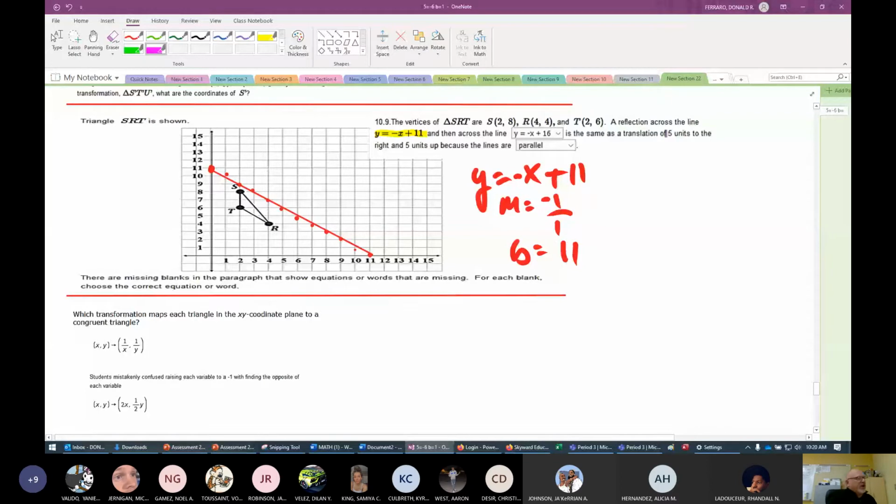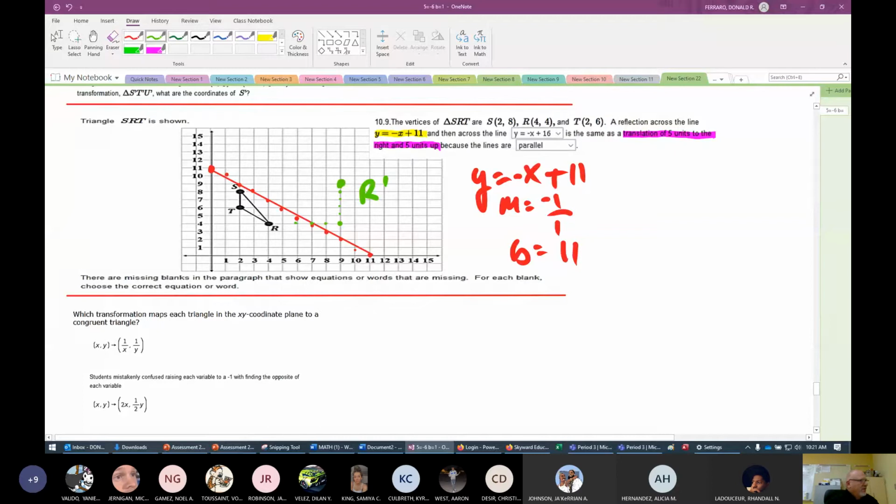So let's start with this translation of 5 units to the right, 5 units up. I'll use green here. 5 units to the right, 1, 2, 3, 4, 5, and 5 units up, 1, 2, 3, 4, 5. That is going to be my R prime. I'll make that point nice and big.